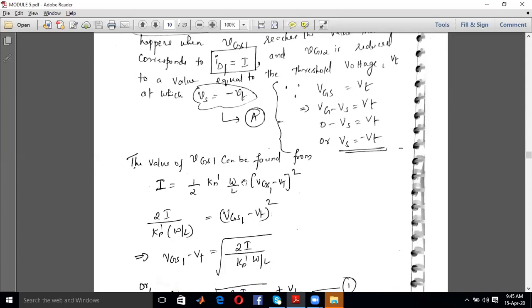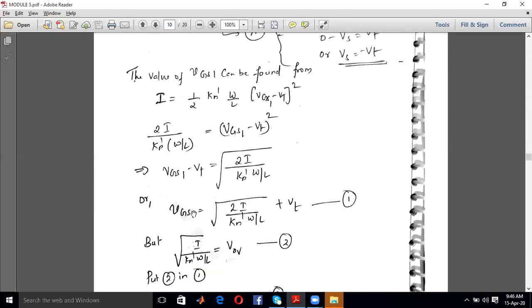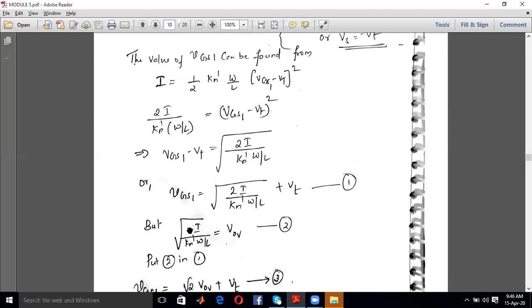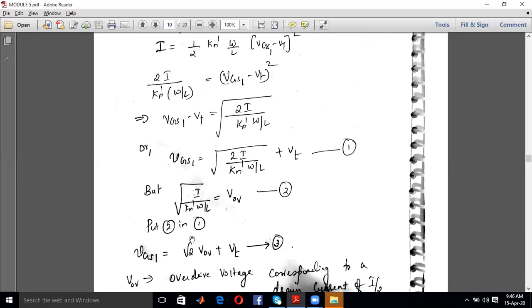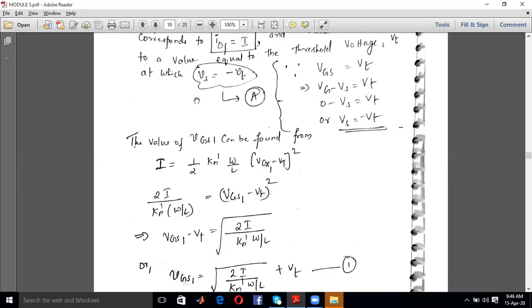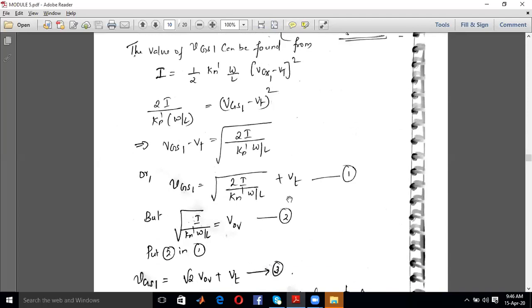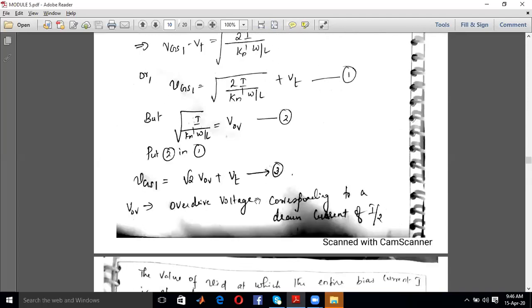Then you wrote the current equation. Then from that you find the value of VGS1. Okay. In that you substituted the equation for VOV. This you get from the previous common mode range derivation, where VOV is overdrive voltage corresponding to a drain current of I by 2, because in the common mode range you are having only I by 2 current flowing through Q1 and flowing through Q2. So root 2 you take outside, the other part you substitute as VOV. So VGS1 is equal to root 2 VOV plus VT. So this you require, and this also you require. So you require equation number A and equation number 3 to find the value of VID max.